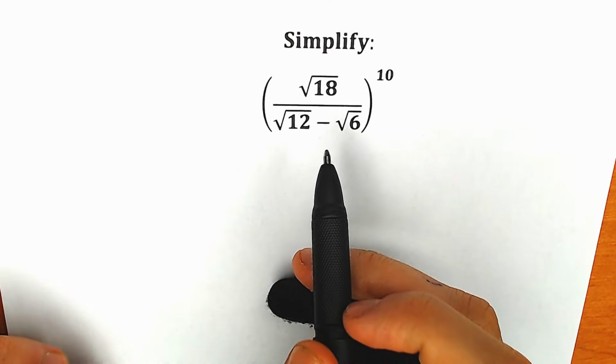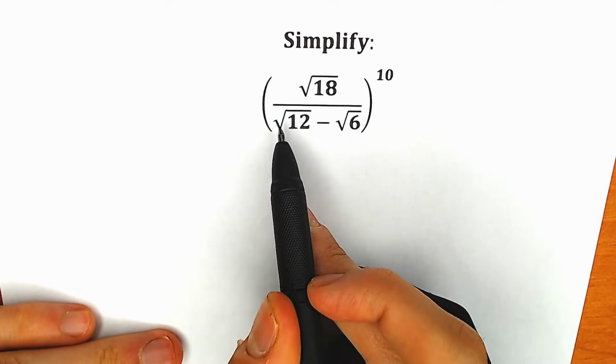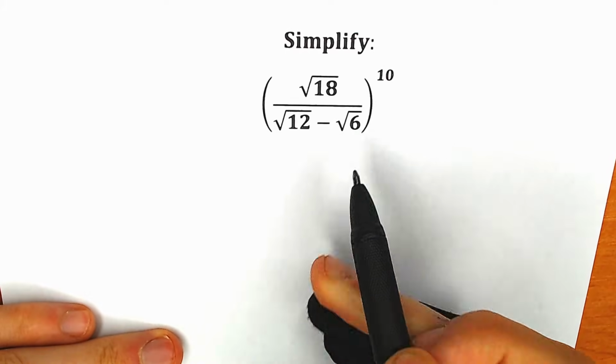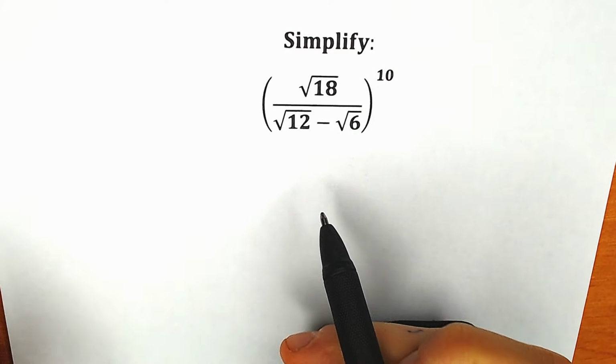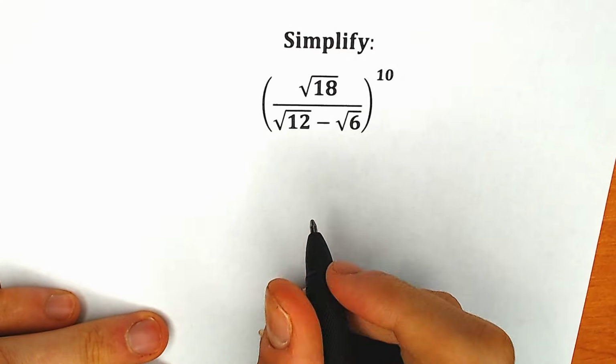Today we have a very interesting question from an entrance examination. We have the square root of 18, divided by the square root of 12 minus the square root of 6, and we need to raise this whole expression to the power 10. If you have your answer, your solution, you can also write it in the comments below and then we will check our answers. So let's start.